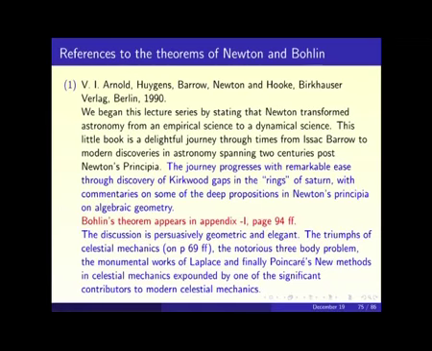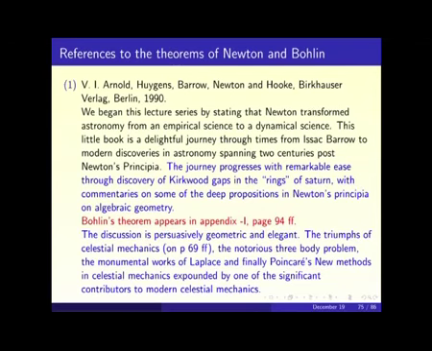And we began this series of lectures by talking about the achievement of Newton, that the work of Newton transformed astronomy from an empirical science into a dynamical science. This little book is a delightful journey through times from Isaac Barrow to modern discoveries in astronomy, spanning 2 centuries of the post-Newtonian era, 2 centuries following Newton's Principia.